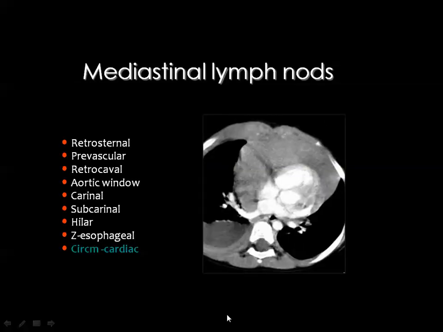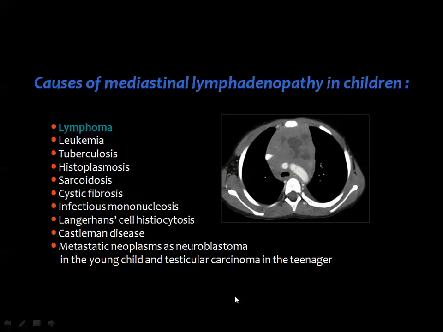And finally, you can see the circumcardiac group of lymph nodes, which are a group usually surrounding the cardiac shadow. And if you remember, we have said that this group of lymph nodes is usually pathognomonic for non-Hodgkin lymphoma, whether you are dealing with a pediatric patient or an adult patient, according to the literature.